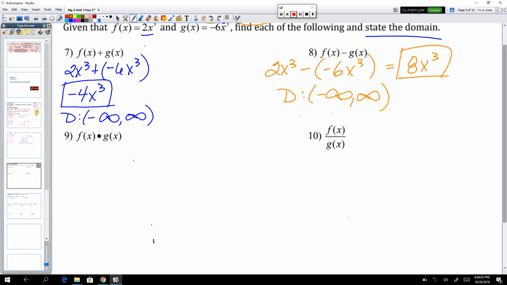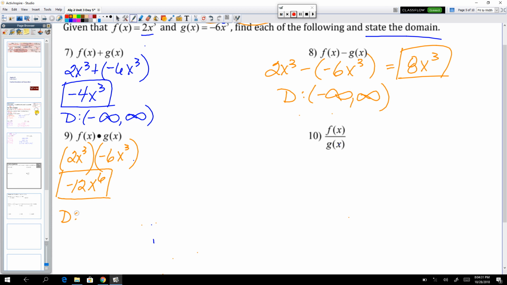Now multiplying, once again, it's as easy as you had thought. We take f of x, which is 2x cubed, and multiply it with g of x, which is negative 6x cubed. Notice we're multiplying, not adding or subtracting. So we need to multiply those coefficients to make a negative 12. And we need to multiply x cubed times x cubed, which is x to the 6th. Hopefully you remember your power rules from our earlier units.